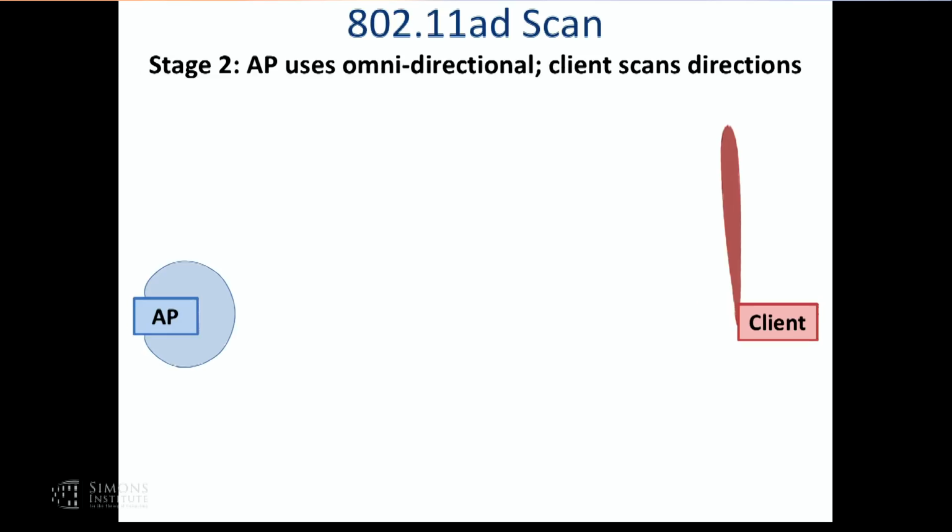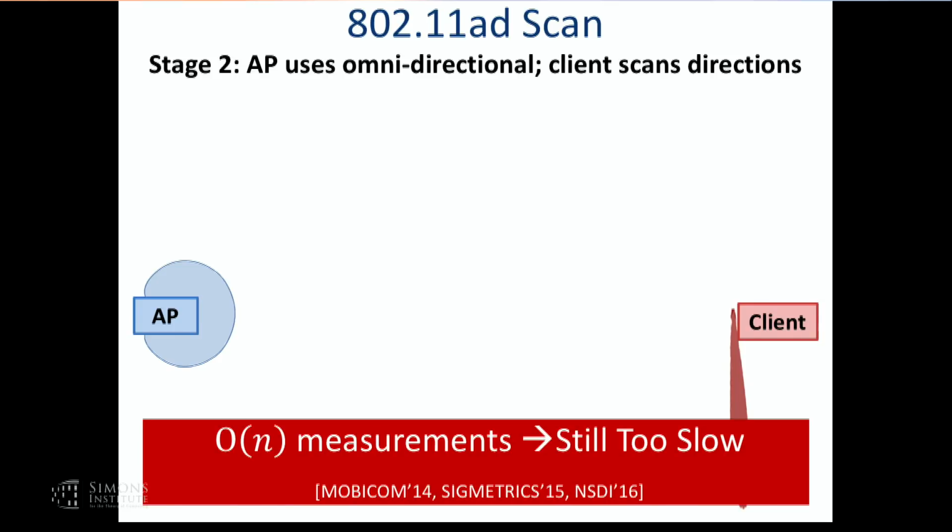And then in the second stage, we're going to reverse the roles. The AP has a quasi-omnidirectional beam, and the client is very directional. And then the client is going to scan. And then we're going to pick the best direction from both sides. And the issue with this is that we're still scanning. So for n directions, we still need to send n packets. And what people have shown is this is still too slow. And if you want to accommodate mobility, you need to be able to do it much faster.